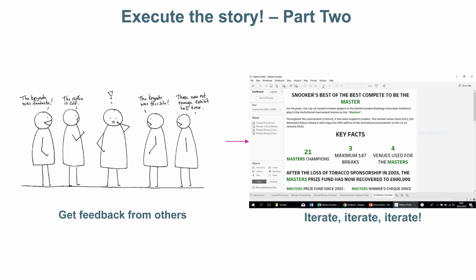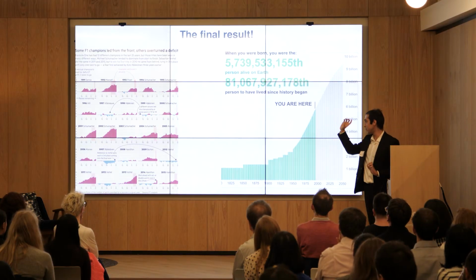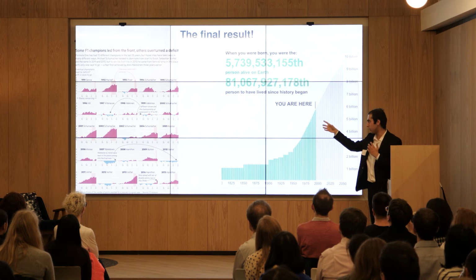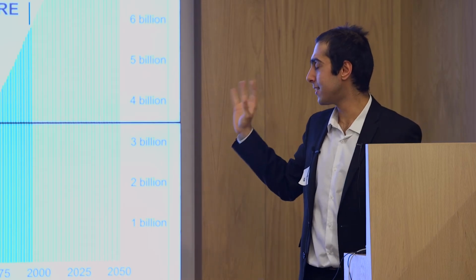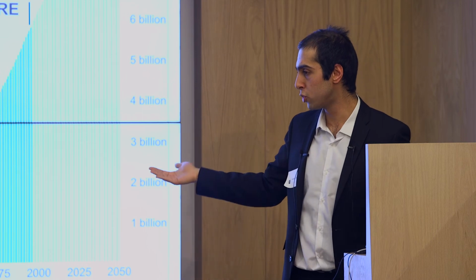And I think I did this viz on the Masters Snooker tournament, so I spent quite a bit of time iterating it, which was fairly fun to do. And then here's the final results. So on the left is looking at Formula One champions who have led from the front, whilst others have overturned the deficit. That's on the FT through John Byrne Murdoch. And then there's another one on the world of 7 billion people, which is quite a fascinating viz that was done by the BBC. So if you can do all that, then you've definitely informed your audience in the right way.